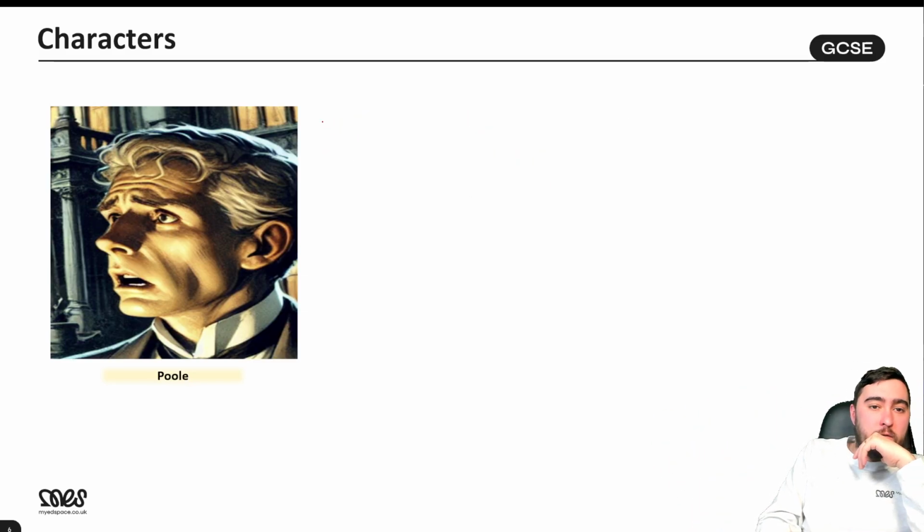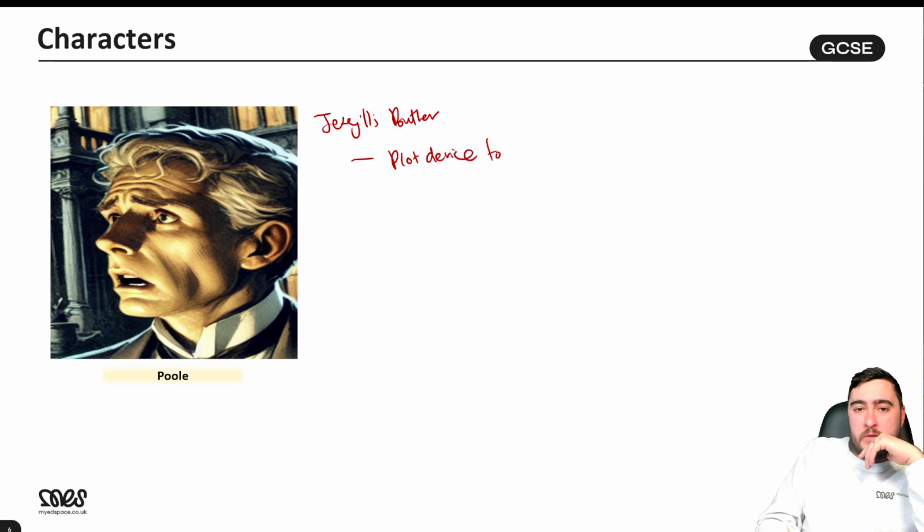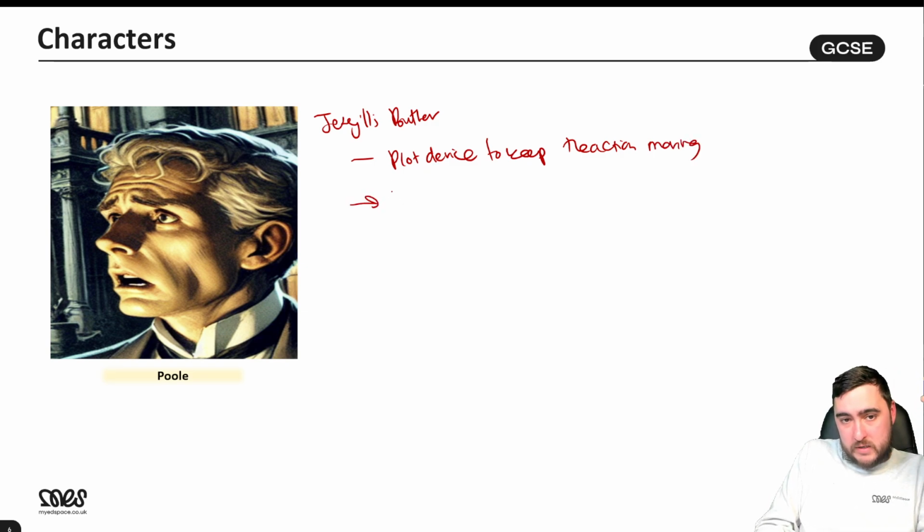Paul is obviously Jekyll's butler, and again, he's largely just a plot device to keep the action moving. In that he goes to Utterson and they break into the laboratory, and he's obviously one of the first people to see Hyde's body.